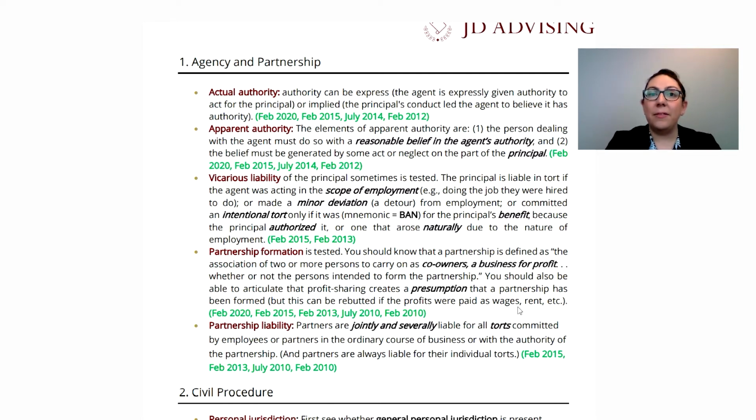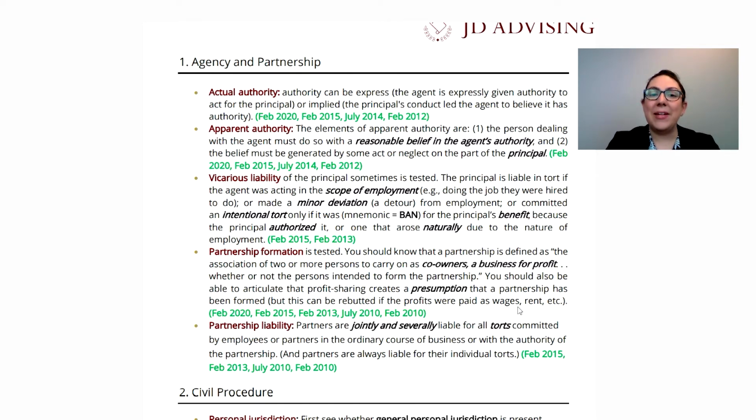So if you can break this down, you can see why it makes for a good essay. You have to look at the intent of the parties. You have to look at whether they were carrying on a business for profit. And there's no clear-cut rule. So it makes for a really good essay. And that's why California has tested this a number of times.